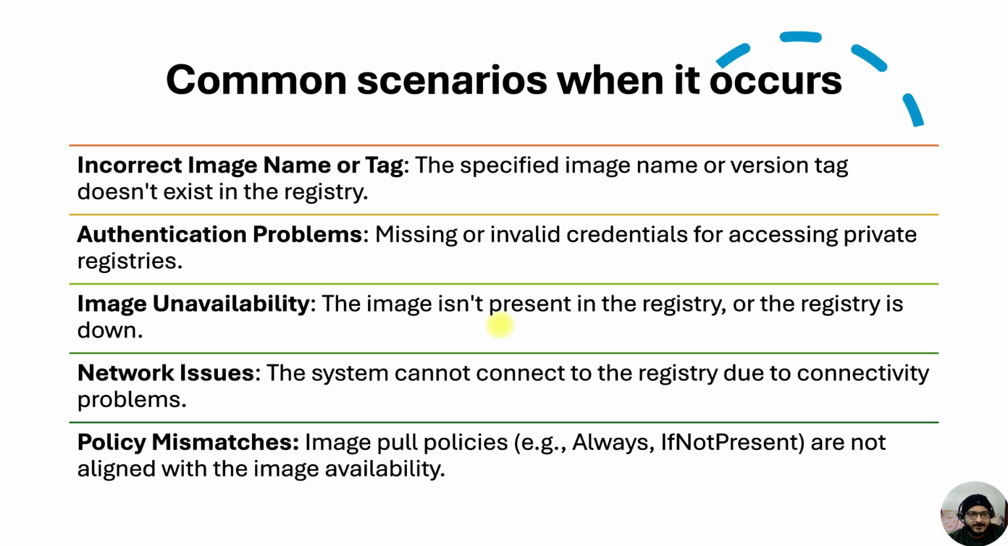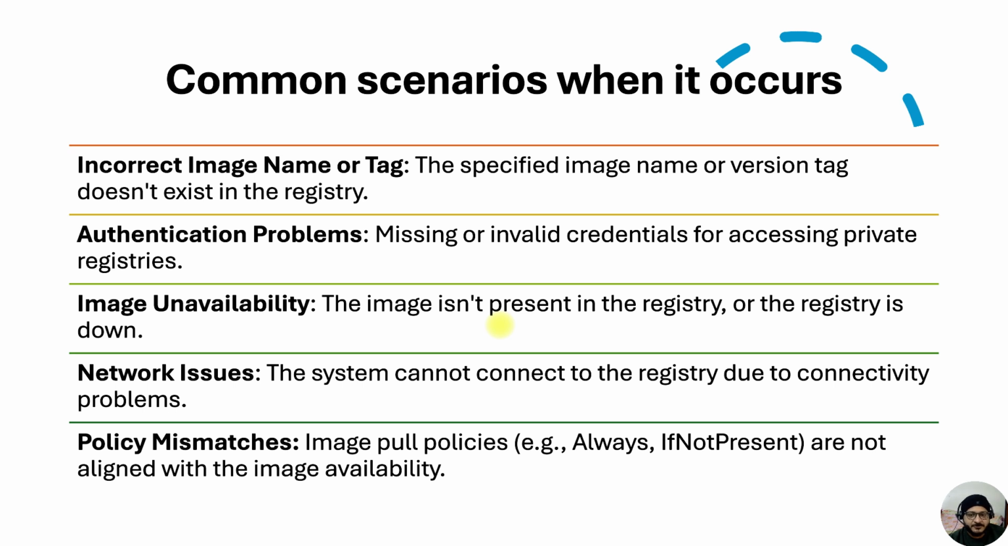The very first is an incorrect image name or tag. Whatever image name you are using, if the name is not correct, or the tag which you are using is not correct, you can see this particular issue. Second is an authentication problem, like missing or invalid credentials for your private registries, because the registry will not communicate with your pod or Kubernetes. Third is image unavailability. The image is not present in the registry itself, or the registry service is down.